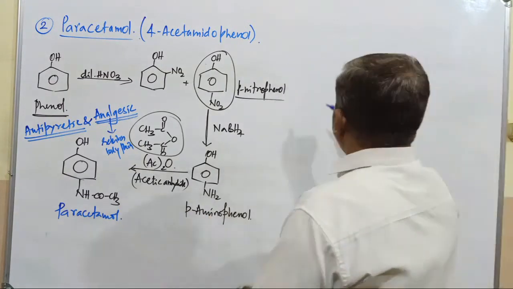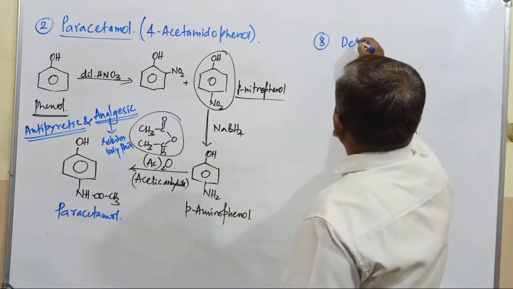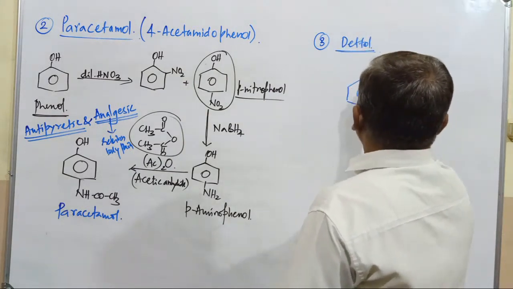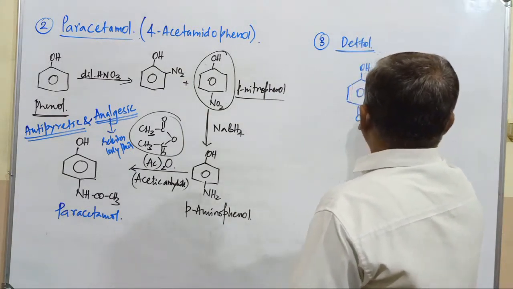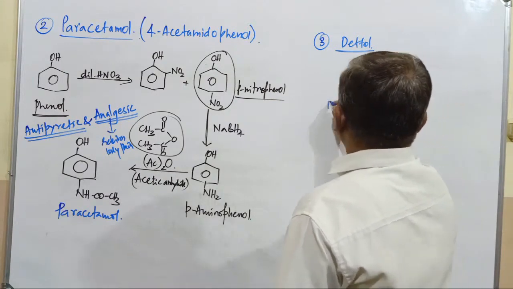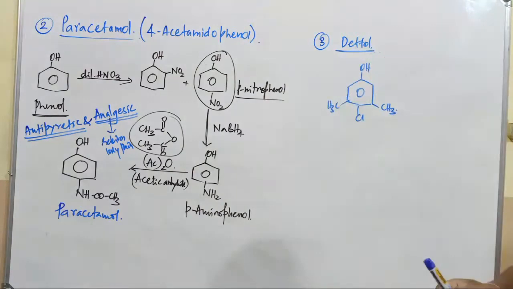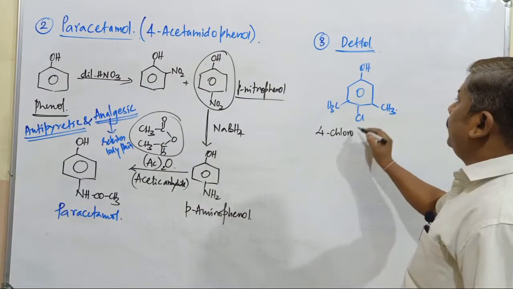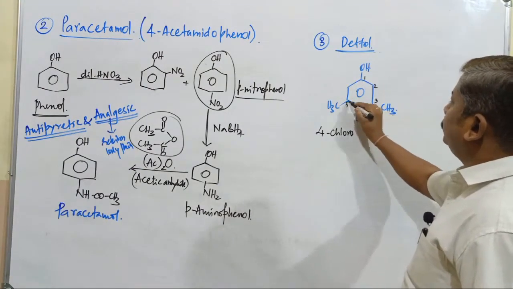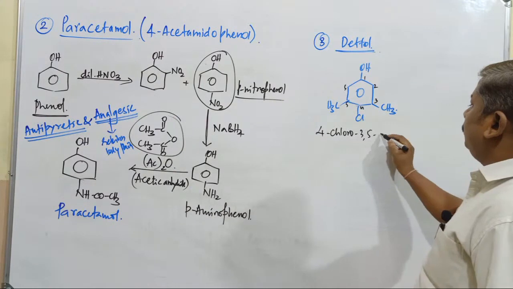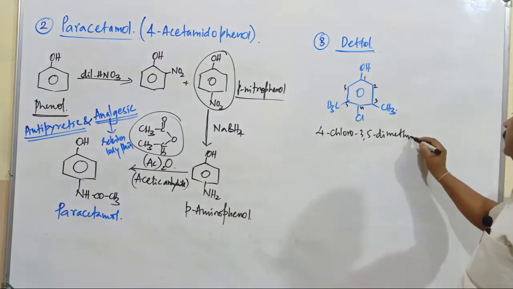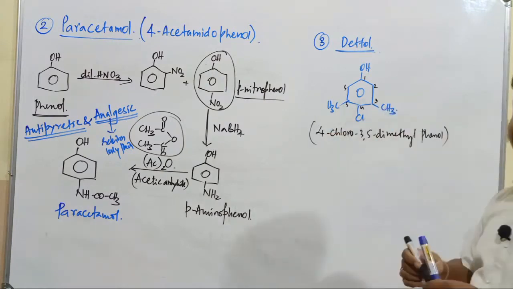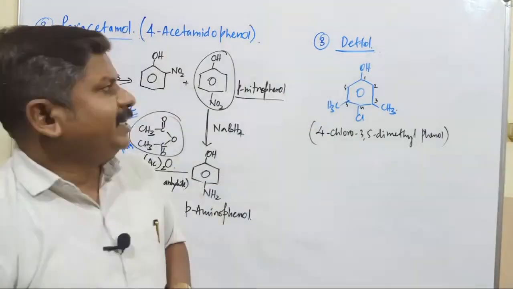Another compound is the component of Dettol. I am giving the structure of this one. It is OH, this is Cl, this is CH3, this is CH3. What's the name of this one? It is 4-chloro-3,5-dimethylphenol. 4-chloro, 1, 2, 3, 4, 5, 6. It is one of the components, and it is not called Dettol itself. It is one of the components and a substance present in Dettol.